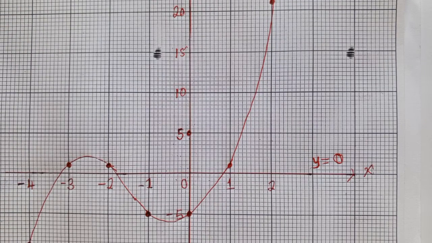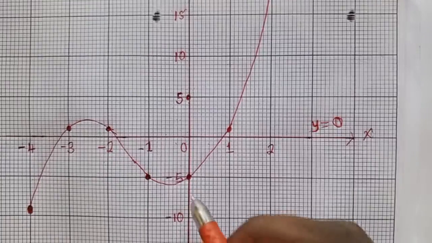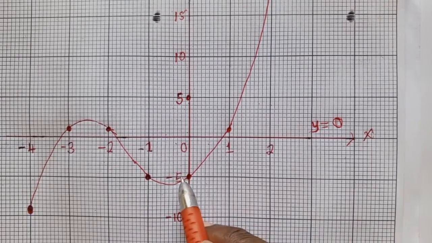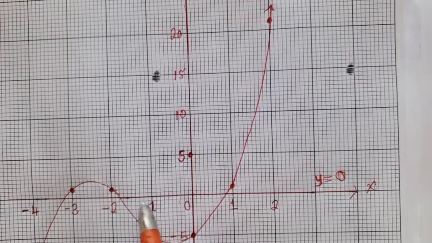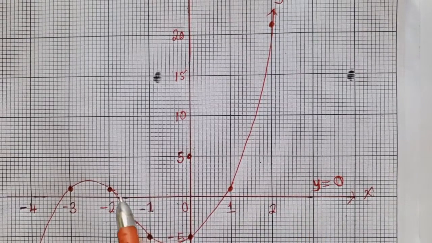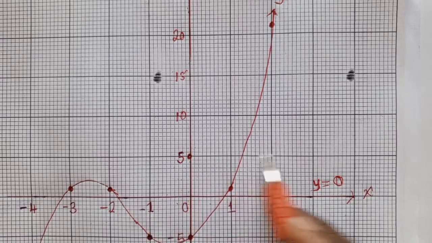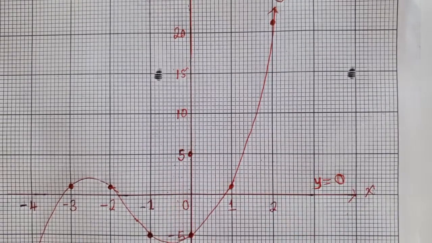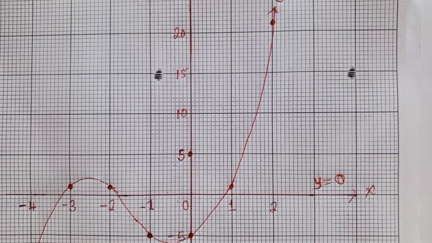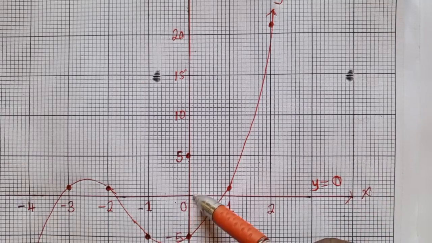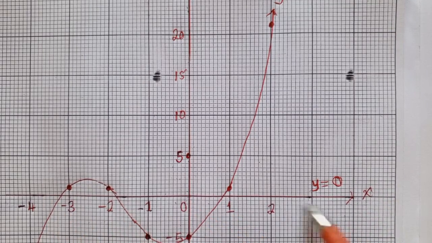So now look at this. Here, if the line passes here, this is y is equal to negative 10. This is y is equal to negative 5. Y is equal to 0 is the x-axis. If you say y is equal to 5, the line will pass here. We are simply getting where the line is cutting the x-axis, at y equal to 0. It's cut here.